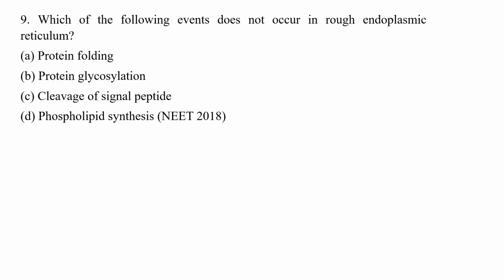So, option A, protein folding. Option B, protein glycosylations. Option C, cleavage of signal proteins. And phospholipid synthesis. So four options are given. You have to choose the correct answer from this question.